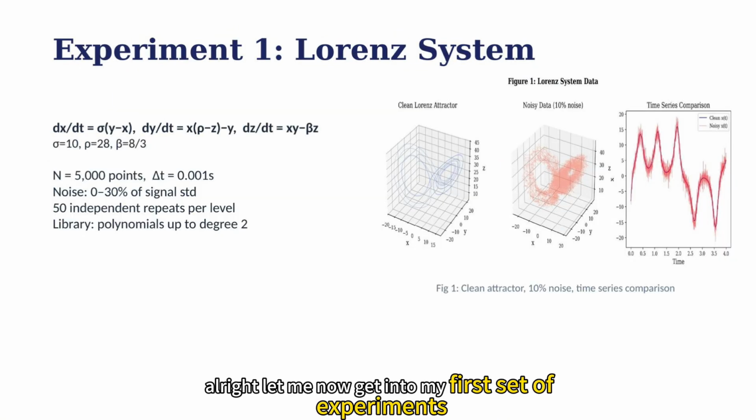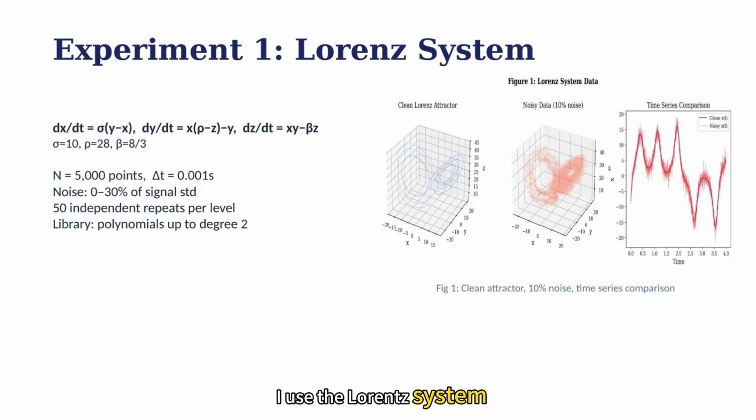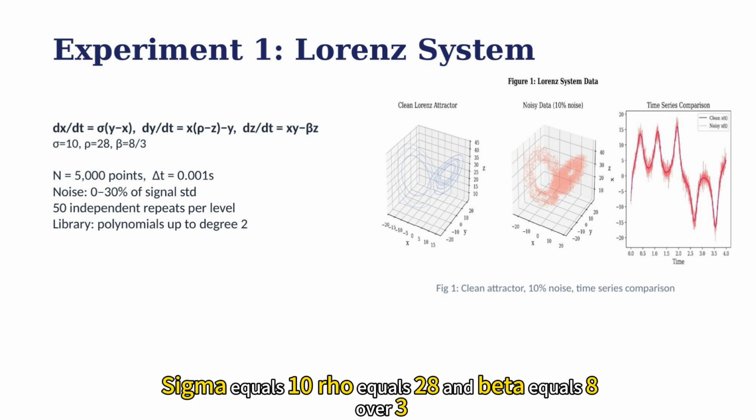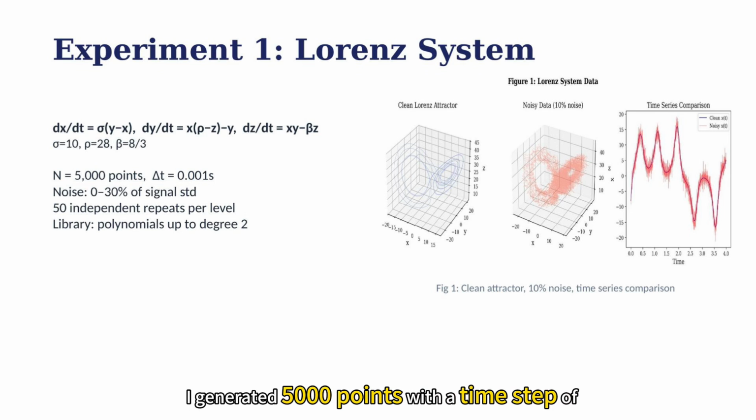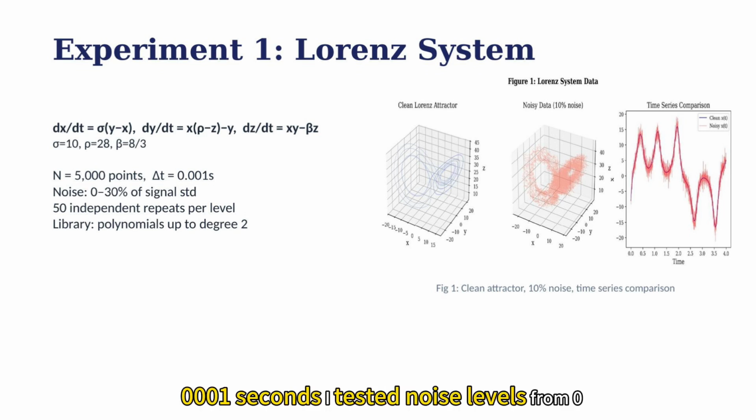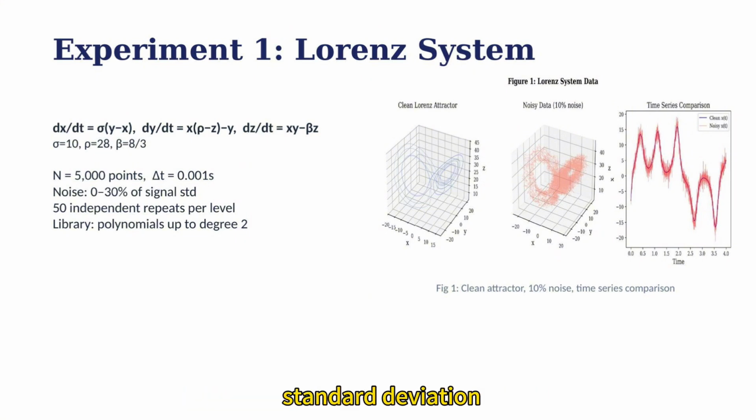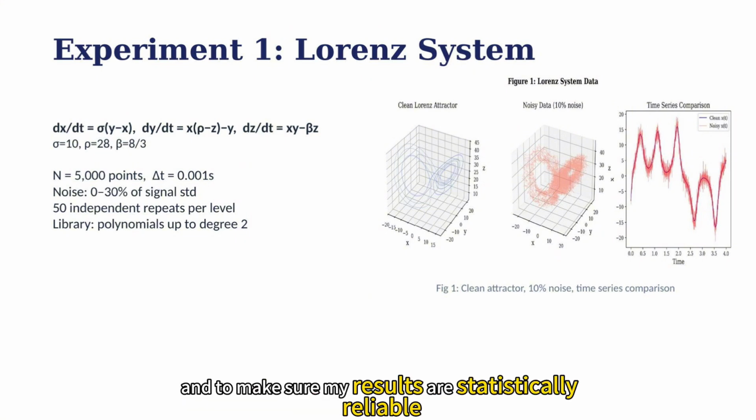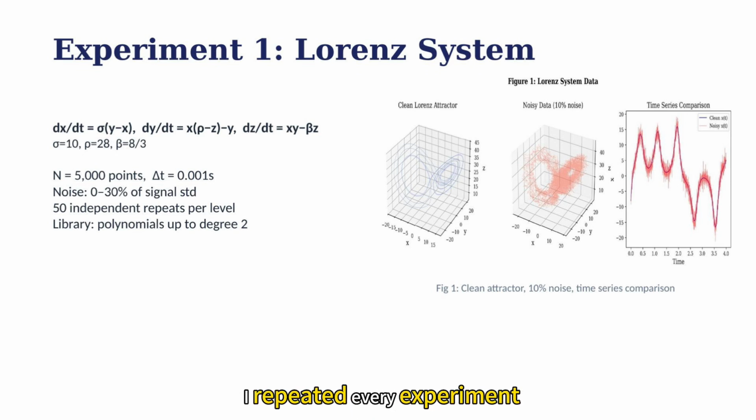Alright, let me now get into my first set of experiments. I used the Lorenz system, which is the classic chaotic attractor. The equations are shown here on the slide. I use the standard parameters, sigma equals 10, rho equals 28, and beta equals 8/3. For the training data, I generated 5,000 points with a time step of 0.001 seconds. I tested noise levels from 0 all the way up to 30% of the signal standard deviation, and to make sure my results are statistically reliable, I repeated every experiment 50 times with different random noise.